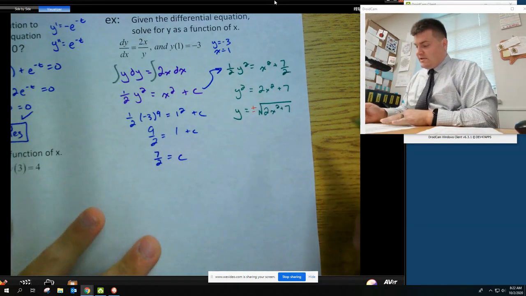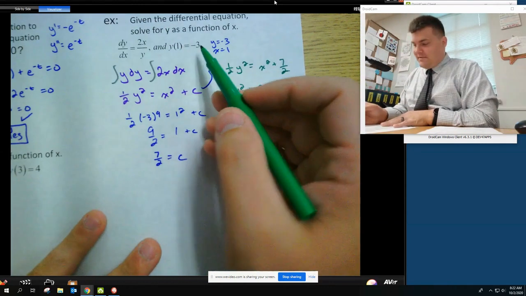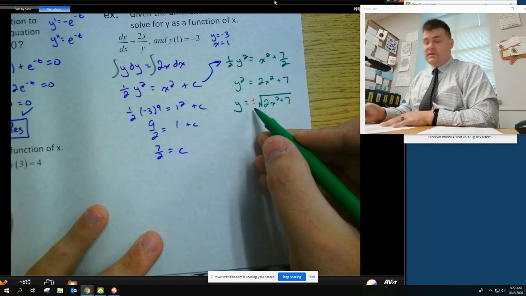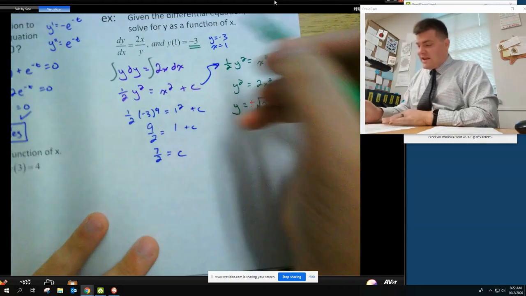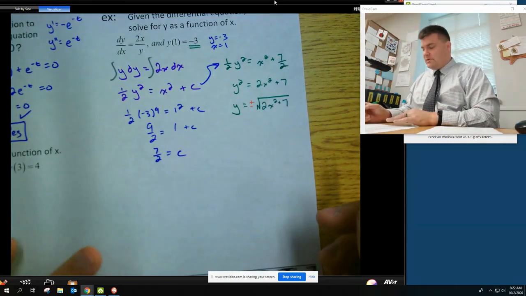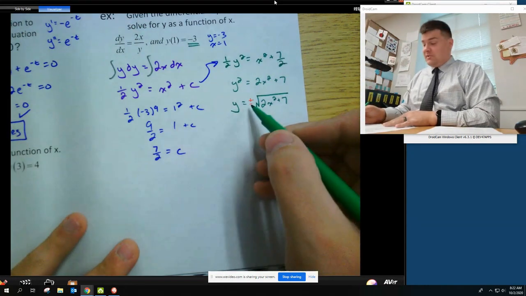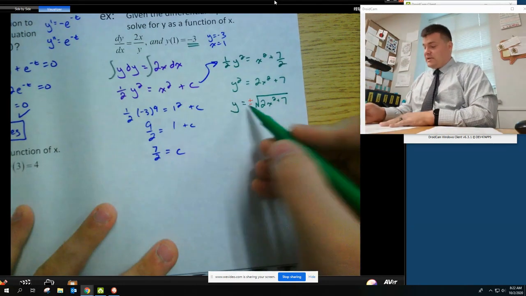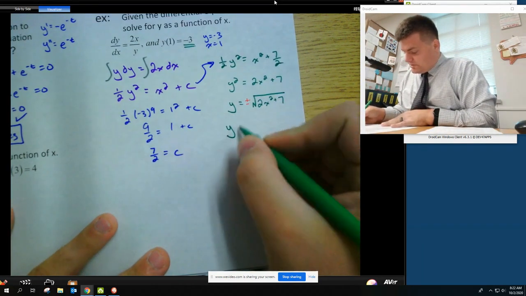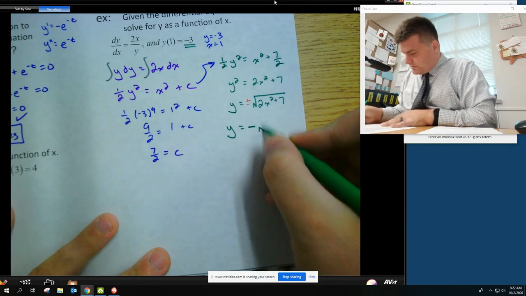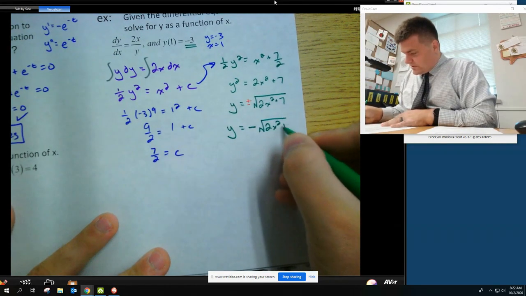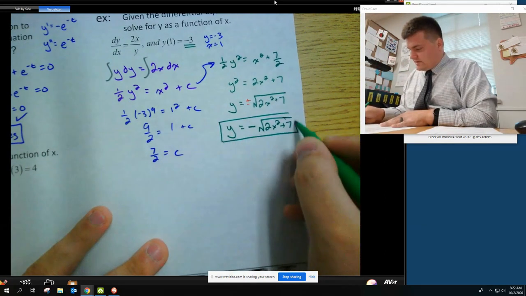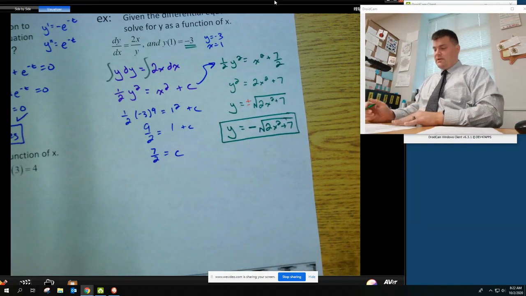Now, if I'm capable of spitting out a negative value for y, is it going to be positive or negative? Again, for my initial condition here, I'm spitting out a negative value. Well, since I'm able to spit out a negative value, I'm going to go ahead and use the negative. So my function is going to be negative the square root of 2x squared plus 7. So there you go. That is a differential equations problem.